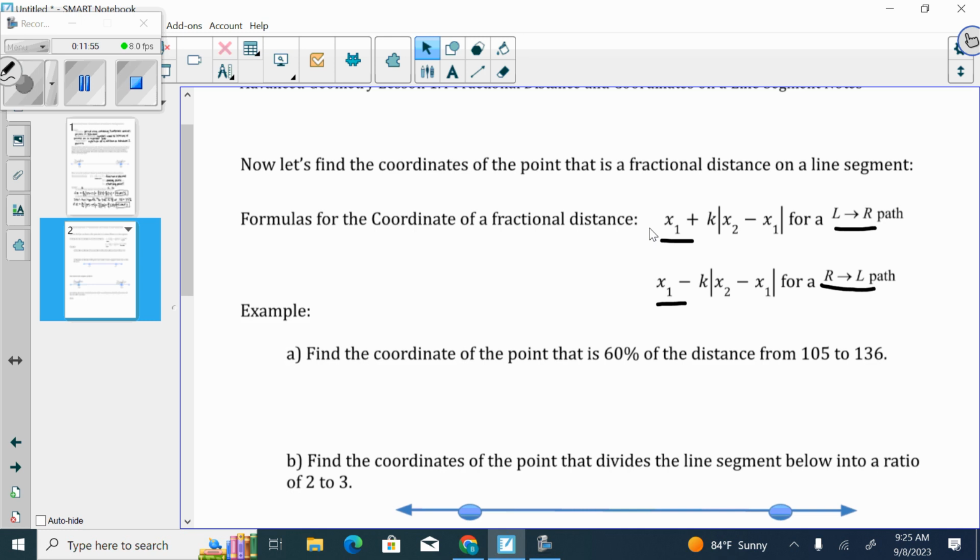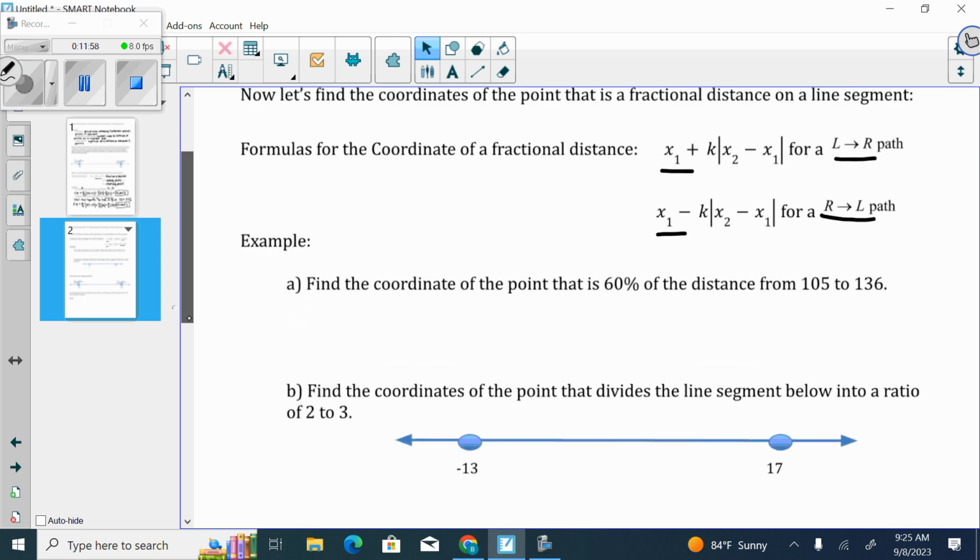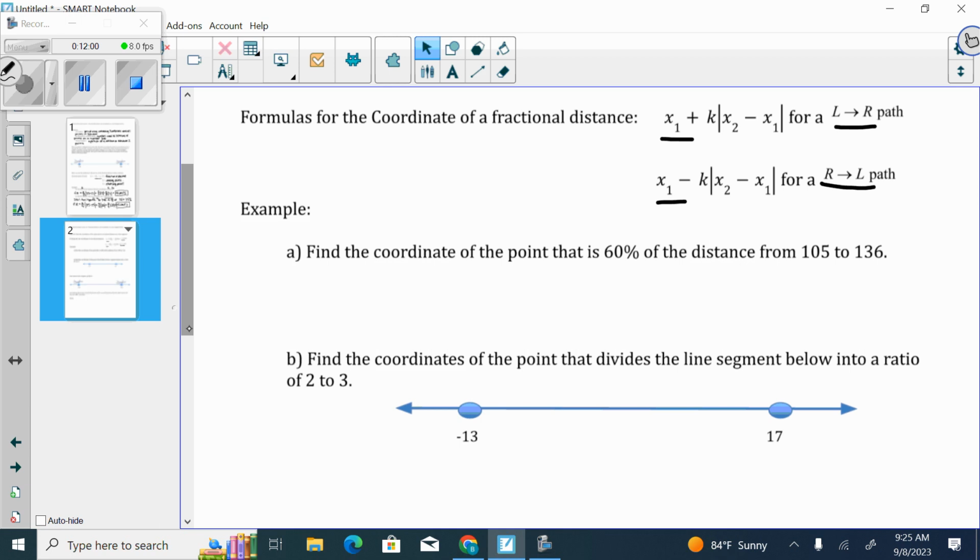Okay, so we've got our formula. Let's look at some examples. Example A says to find the coordinate of the point that is 60% of the distance from 105 to 136. So here's my 105. Here's my 136. Am I moving left to right or right to left? Left to right, because it said I start here and I go here. So that would mean I'm using that first formula, right? Okay. So this would be my x1 and my x2, and what's my k?